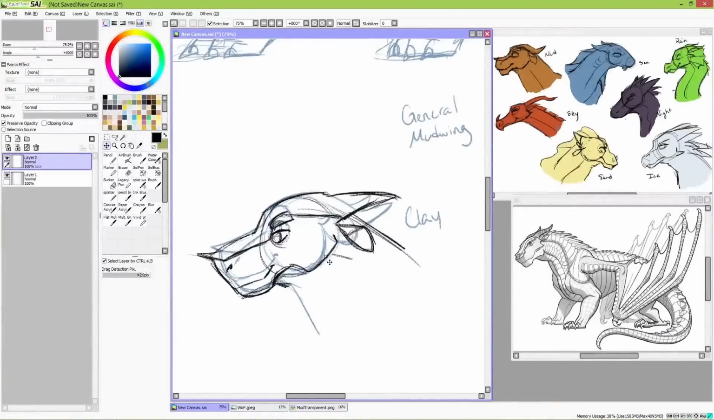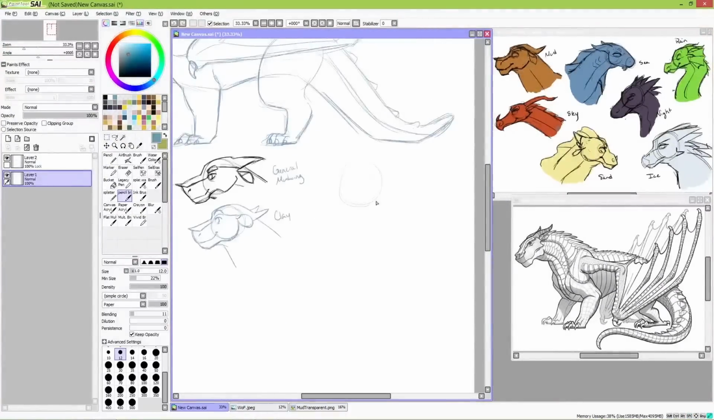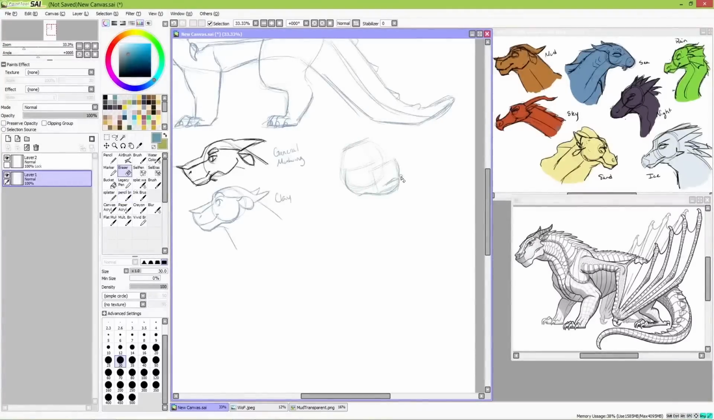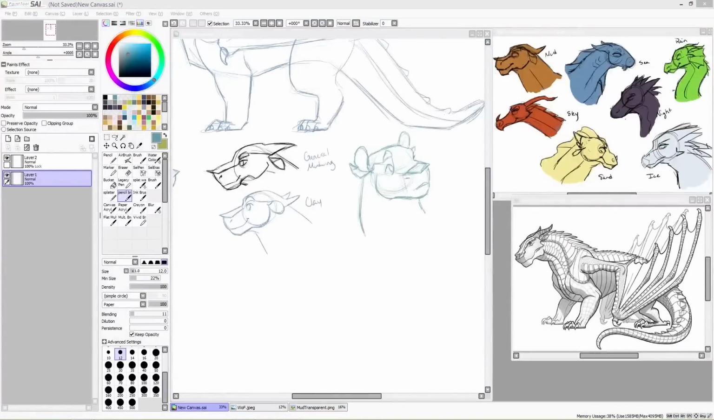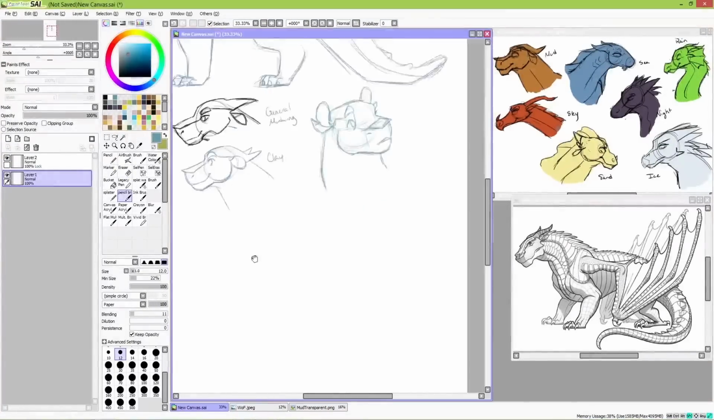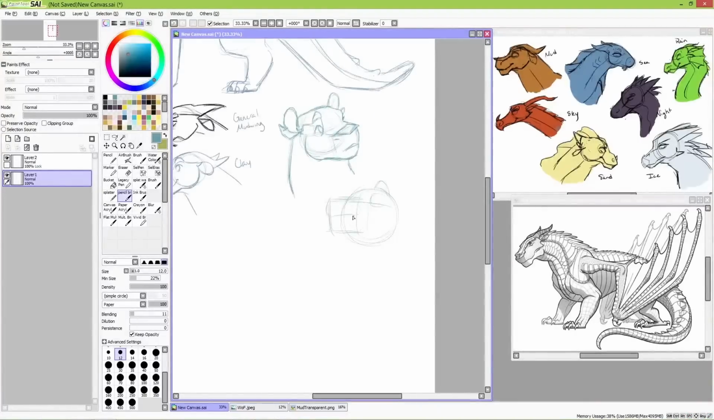First, we have a few things we know about Clay from the books themselves. Clay is big and a big old softy. Clay was born from a red egg. Clay is often described as having a handsome face. And Clay loves to eat. So with all of these things in mind, let's draw Clay.